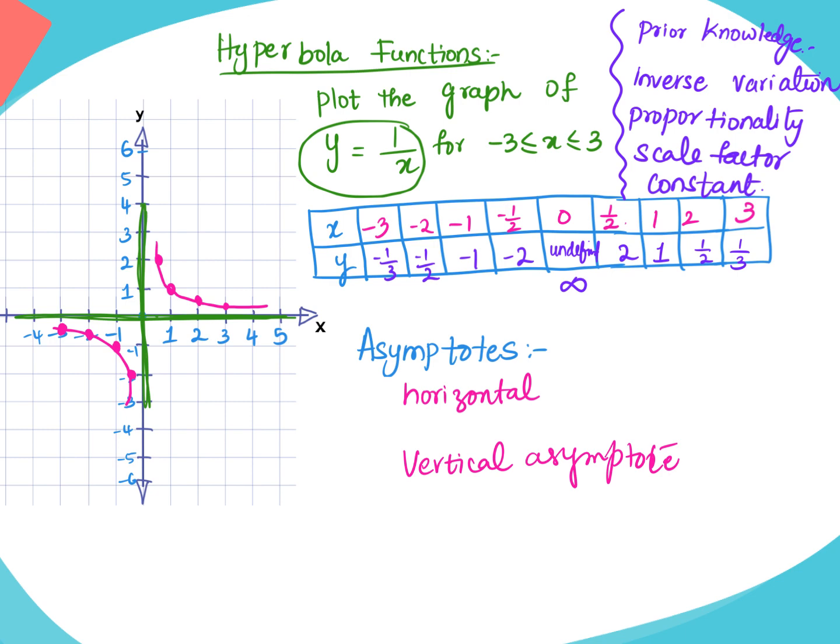We looked at their asymptotes, and both the x-axis and y-axis are acting as their asymptotes. So if someone asks you what is the equation of the horizontal asymptote, it's nothing but the x-axis, so that's y equals 0. The vertical asymptote is the y-axis, so x equals 0. As long as you know this much information in your year 10, this is more than enough.